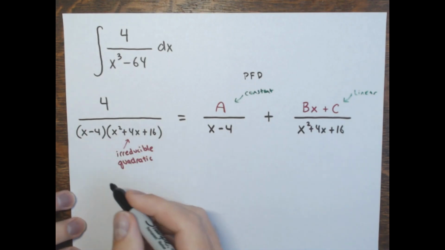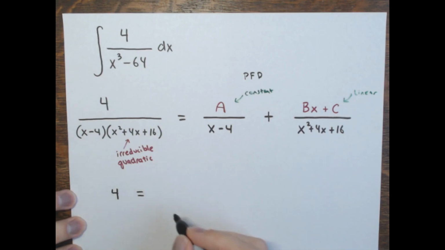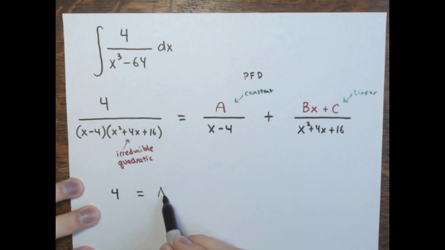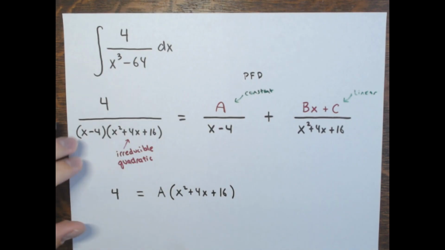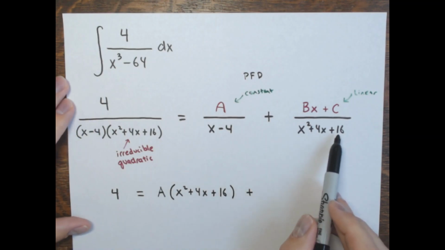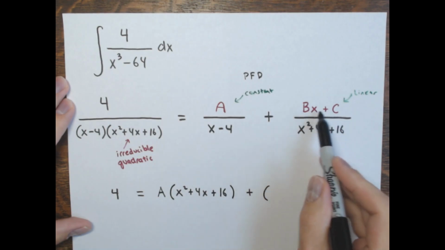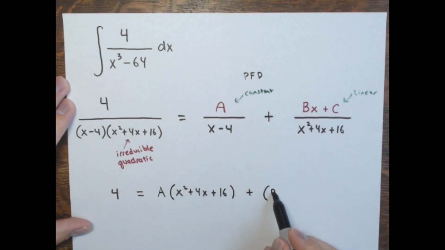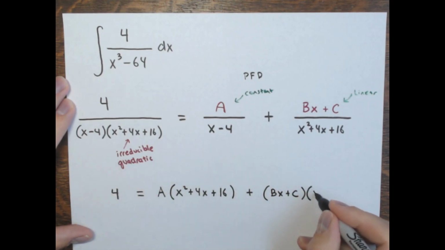So multiplying by the denominator, the left side is just 4. On the right side, you'd have A multiplied by this x squared plus 4x plus 16. Then plus, the second fraction, the x squared plus 4x plus 16 would cancel and it'd have the x minus 4. So it's this whole thing though, right? Now the numerator, this linear, has multiple terms. So this whole thing, Bx plus C, times the x minus 4.